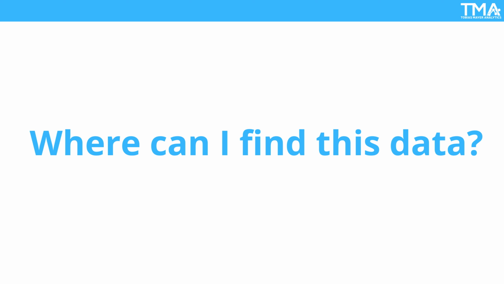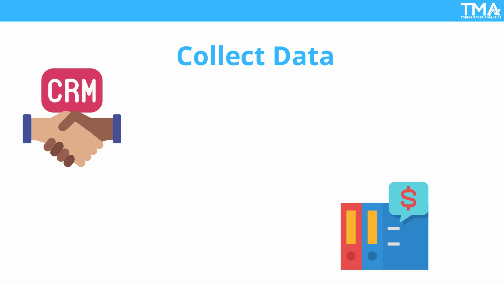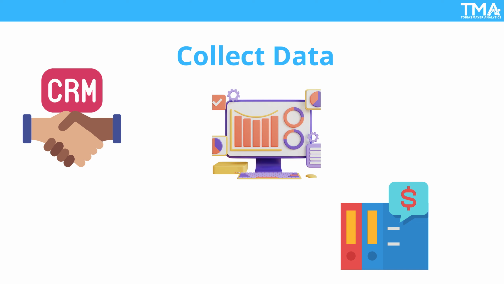The sources of relevant data may vary based on your business's systems and tools. Here are some common sources to explore. Customer relationship management systems. CRM platforms often store valuable customer data, including contact information, purchase history, and support interactions. Sales and transaction records. Internal sales databases or transaction systems capture essential information on B2B and B2C sales, including contract details, purchase history, and order values. Marketing analytics tools.